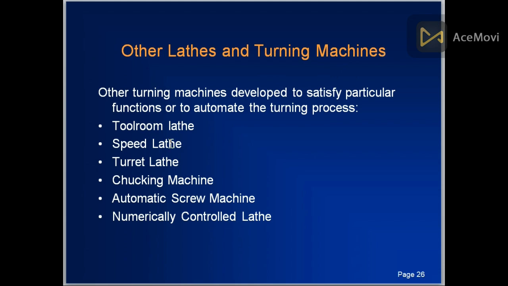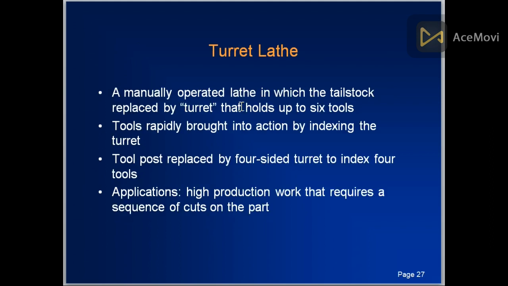There are some other lathes and turning machines like tool room lathe, speed lathe, turret lathe, chucking machine, automatic screw machine, numerically controlled lathe. Turret lathe is basically a manually operated lathe in which the tailstock is replaced by a turret. Turret is the thing that holds multiple tools for the job, and the tools can be changed for the further processes.